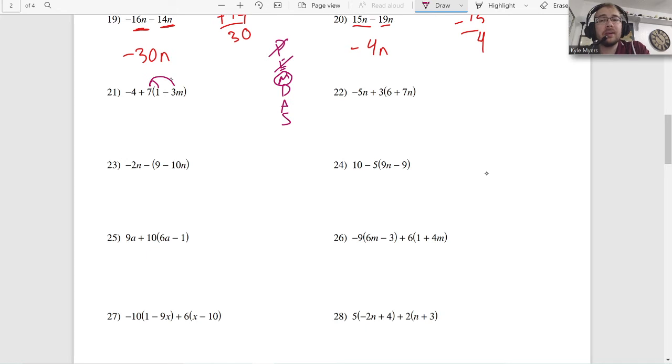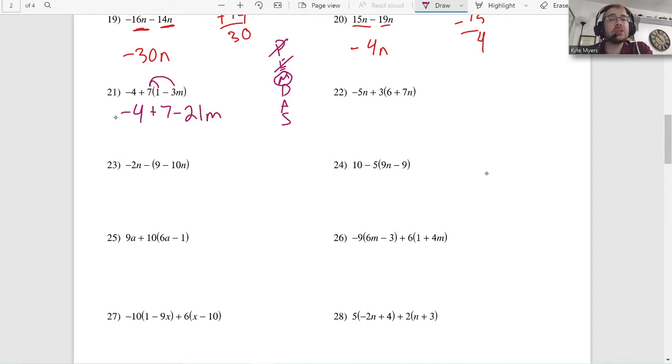We have to do distributing first before we can try to combine like terms. So negative 4, that just comes down. 7 times 1 is 7. 7 times negative 3, this is a positive 7 times a negative 3. So we're kind of switching gears here. Careful, we want to multiply a positive and a negative. So we get a negative. 7 times 3 is 21. And there's an m right here.